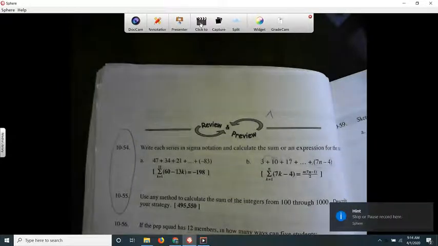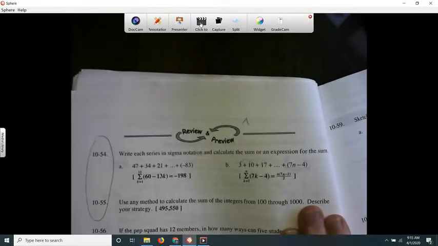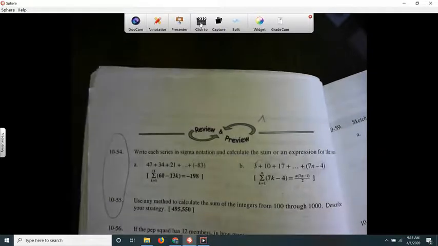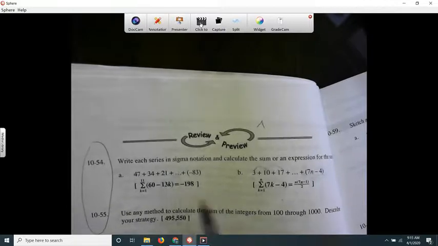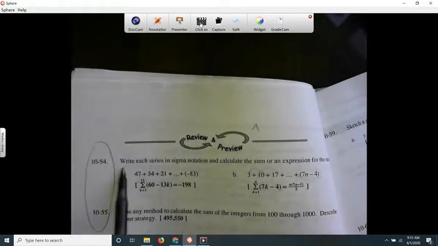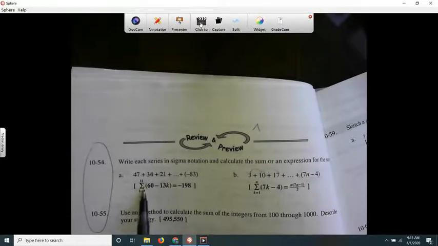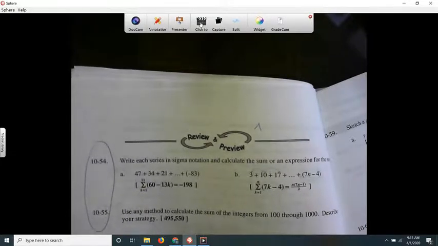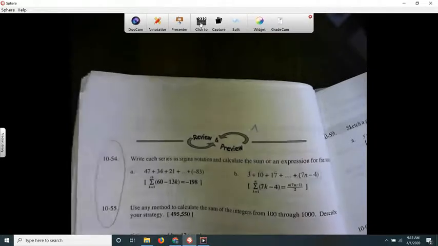It's problem 10-54. It says write each series in sigma notation and calculate the sum or an expression for the sum. So they give us this. These are both arithmetic series, and then they want me to put it in this funny sigma notation, which I think I gave you a video for already.